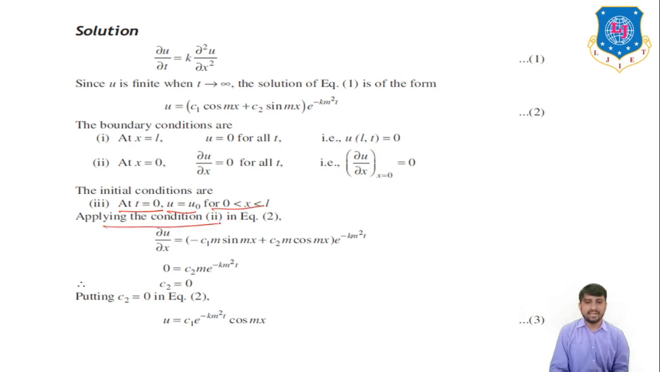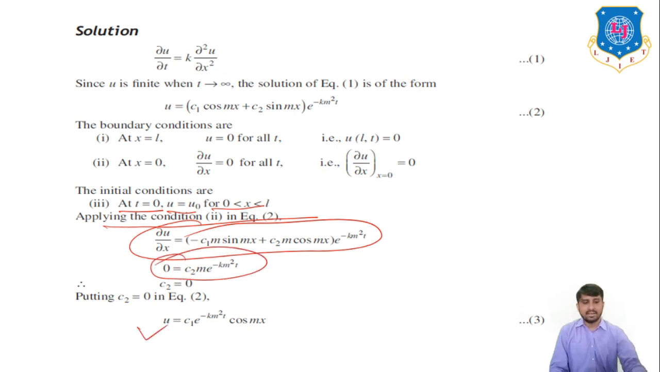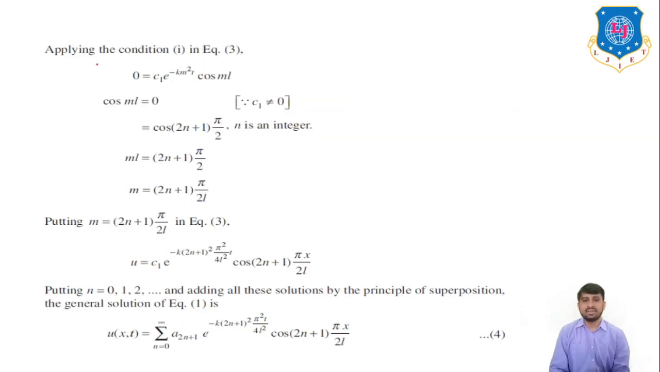less than l. Applying the condition, so del u by del x is equal to (minus c1 m sin mx plus c2 m cos mx) e raised to minus k m square t. Okay, so this is the condition, right? And if we solve the equation applying condition 1 in equation number 3, we get 0 is equal to c1 e raised to minus k m square t cos ml. Of course, cos ml is 0; cos is 0 only at pi by 2, 3 pi by 2, 5 pi by 2. So in general, cos of (2n plus 1) into pi by 2.